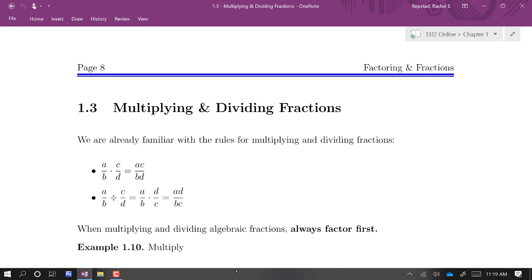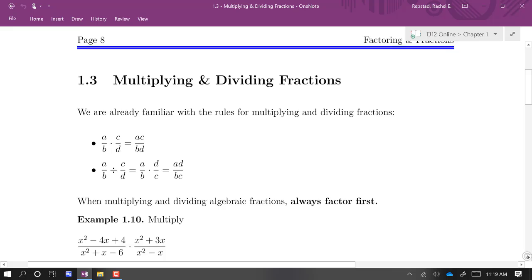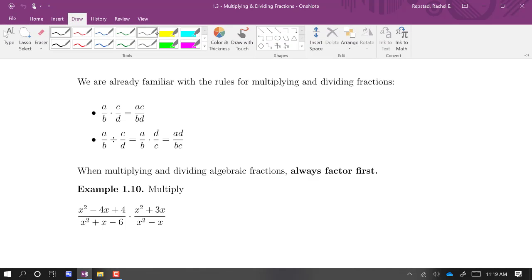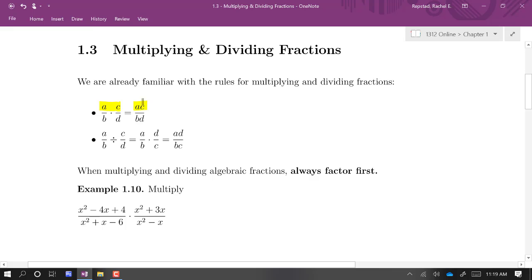Continuing to work with algebraic fractions, we're going to look at multiplying and dividing, which is really not much of a leap from simplifying fractions. We already know how to multiply fractions generally, right? You just multiply the two numerators, put them on top. You multiply the two denominators, put them on the bottom.